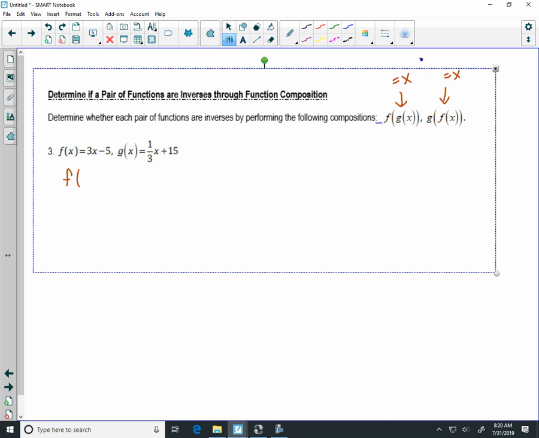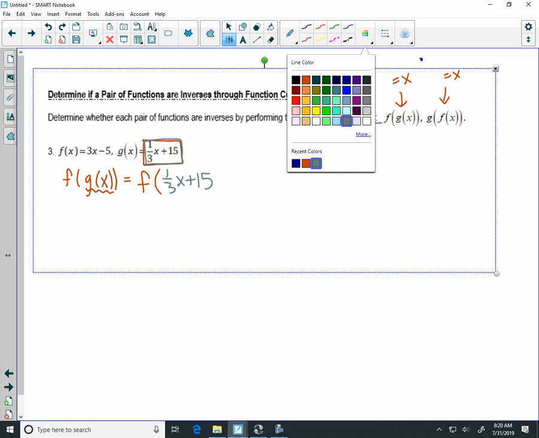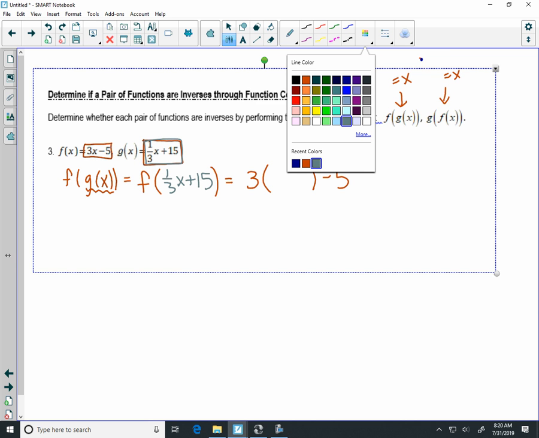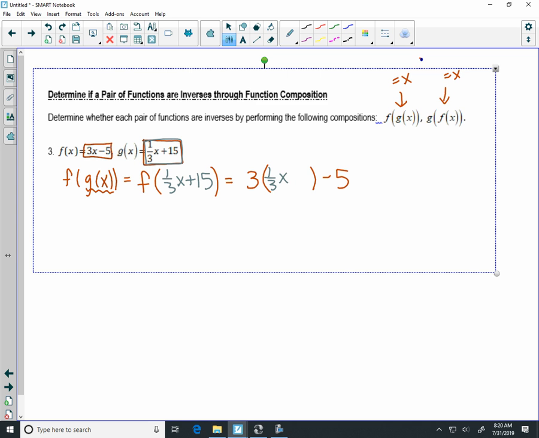So I'm going to do f of g of x to start. That means I'm going to take g of x and replace here first. Do a little color coding for you. So now my f function is this, 3x minus 5. So 3 times x minus 5. I'm not going to use x now, I'm going to use g of x. I'm going to use this 1/3 x plus 15. Replace and then simplify. So now we just math our way out of it.